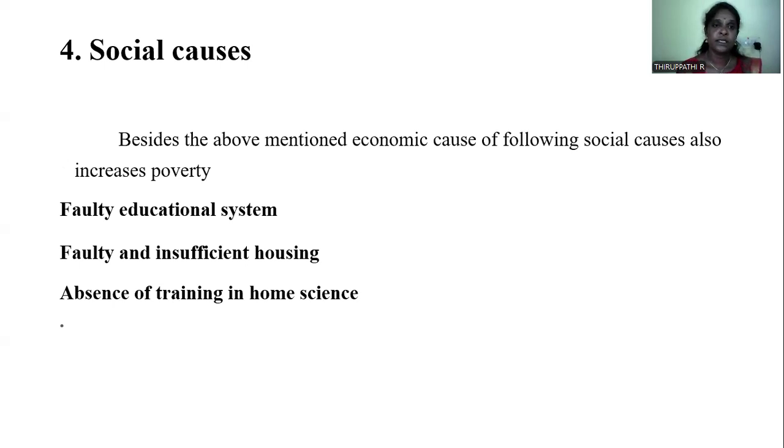The next is social causes. The social causes are important causes of increase in poverty in the country. The first one is the faulty educational system. The faulty education system in India increases the number of educated unemployed youth. Unemployment increases, and employment opportunities cannot keep up. Another major defect of the Indian education system is the high cost of education and absence of sufficient scholarships in the economy.